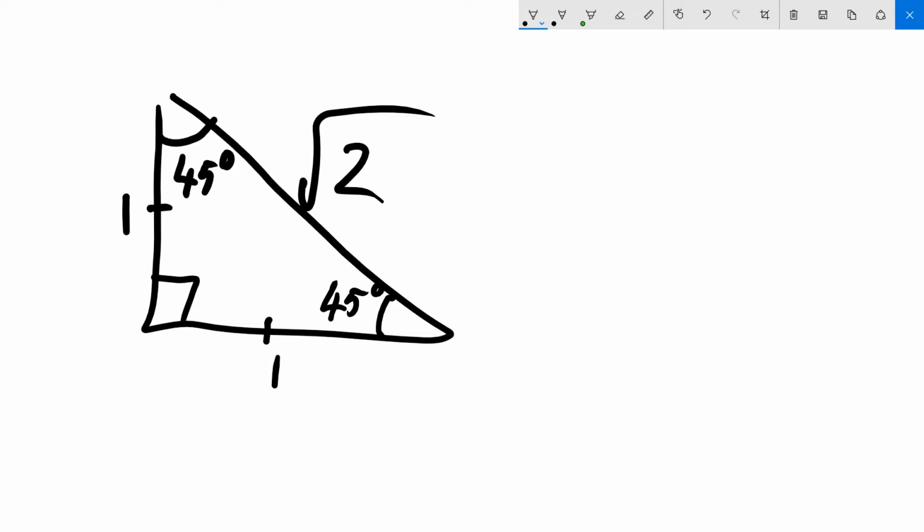So let's do that. Let's start with sine. Sine 45 degrees is equal to what? Well, we can choose either of these two angles. They're exactly the same. Let's focus on this one. So sine is equal to the opposite, 1, divided by the hypotenuse, root 2.